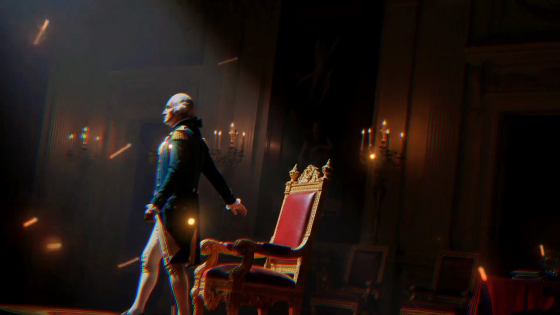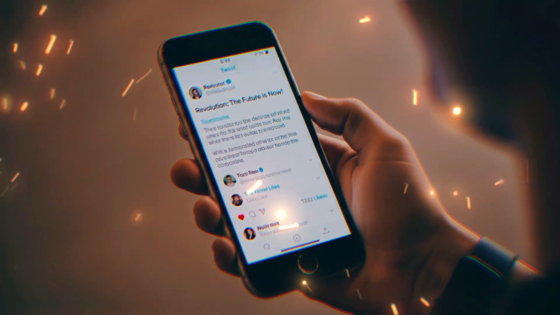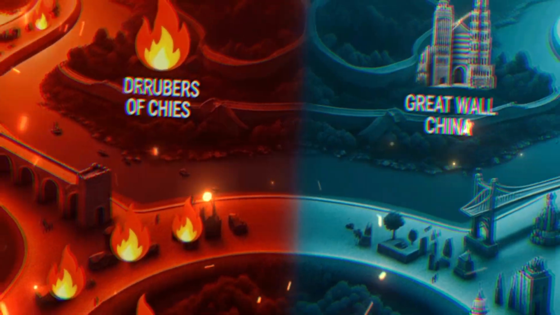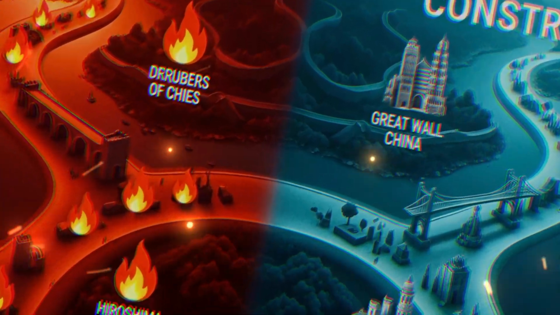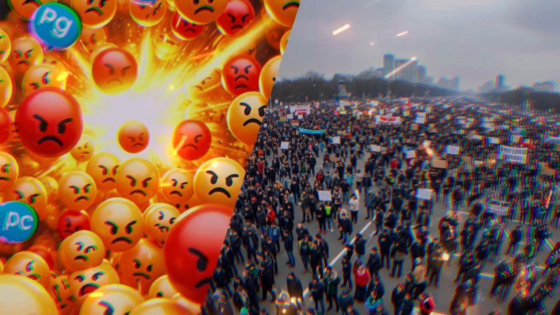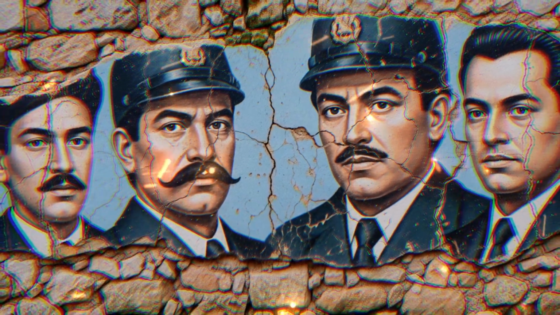The choice we face. Every society facing injustice has a choice: revolution or reform, destruction or construction, perfection or progress. The revolutionary path. Revolution promises everything immediately. It offers to solve all problems through one dramatic change. It appeals to anger and impatience. It sounds exciting and heroic.